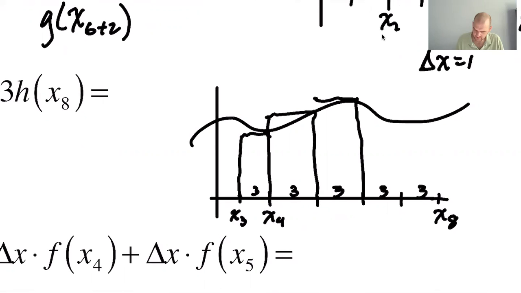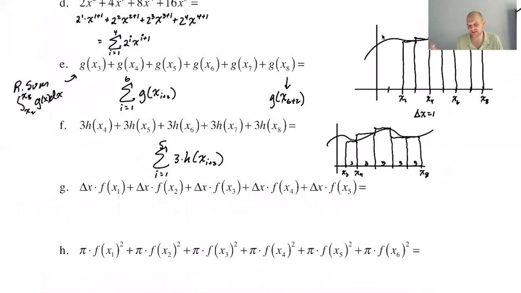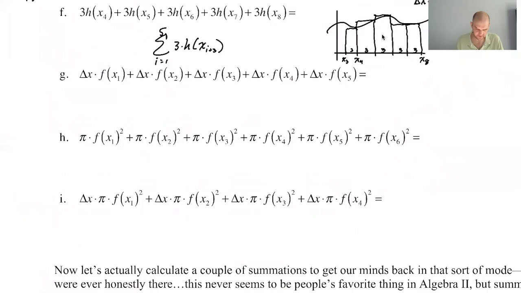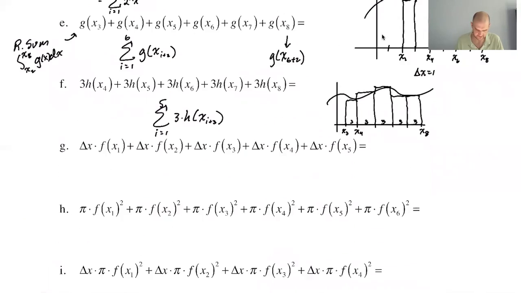So they're all 3 apart, and we're doing a right Riemann sum, and it works. Try to think of your summations as Riemann sums. It's maybe not the most natural thing in the world, but you get used to it.